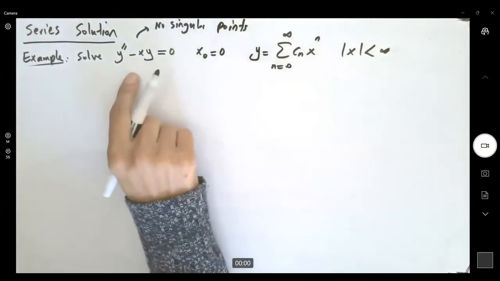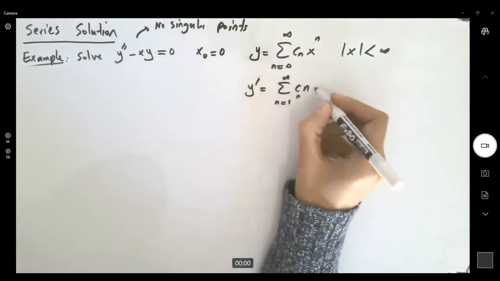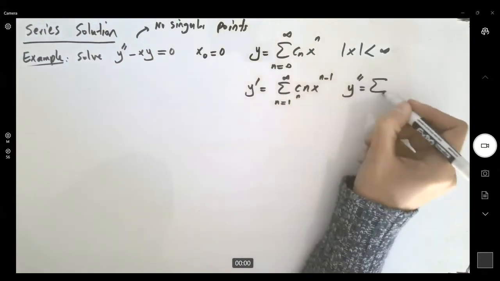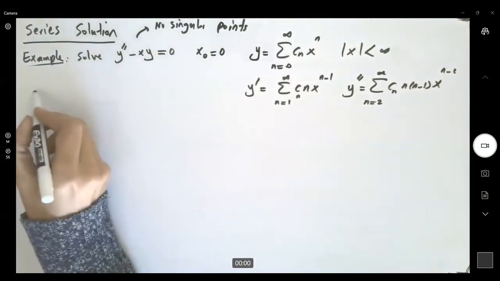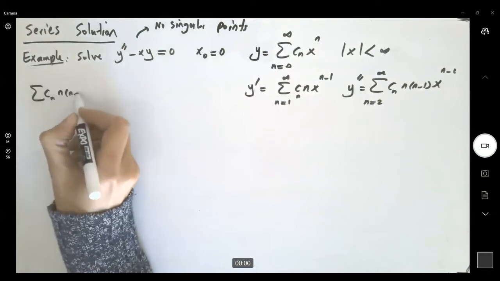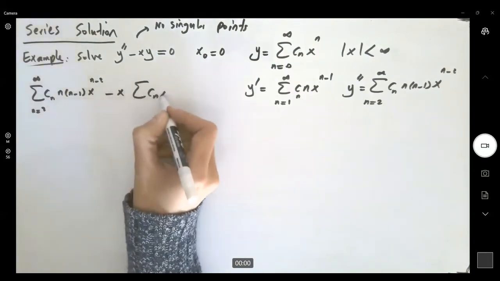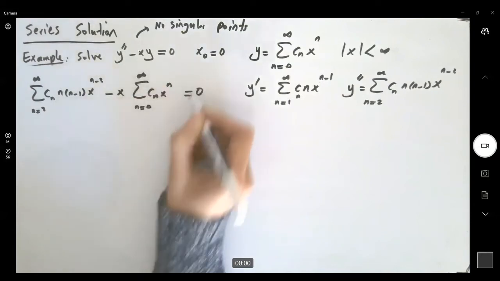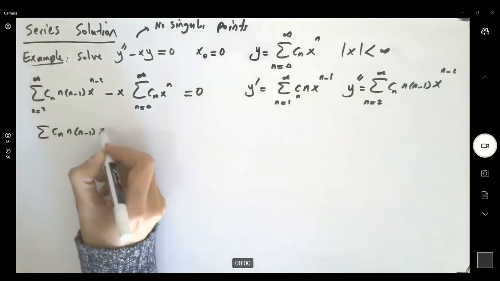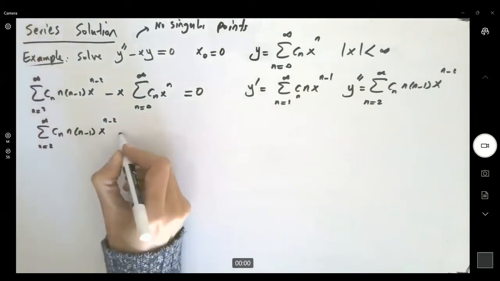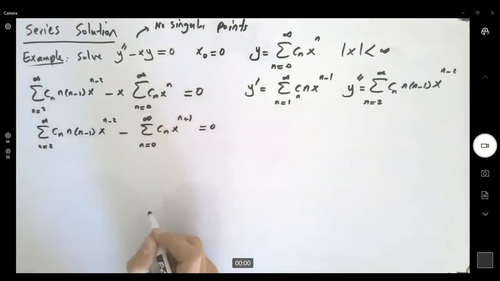Let us take the derivative and plug those into the differential equation. Y prime becomes the sum n starts from 1 to infinity cn times n x to n minus 1, and the second derivative becomes the sum n starts from 2 to infinity cn n minus 1 x to n minus 2. So let's substitute these here. We get the sum cn n minus 1 x to n minus 2, n starts from 2 to infinity, minus x times the sum cn x to the n, n starts from 0 to infinity, and on the right hand side we have 0. Let us simplify this. We get the sum cn n minus 1 x to n minus 2, n starts from 2 to infinity, minus the sum cn x to n plus 1, n starts from 0 to infinity, and it is equal to zero.